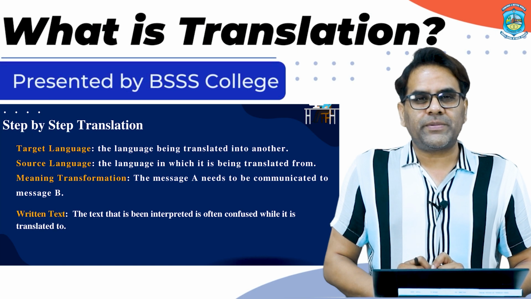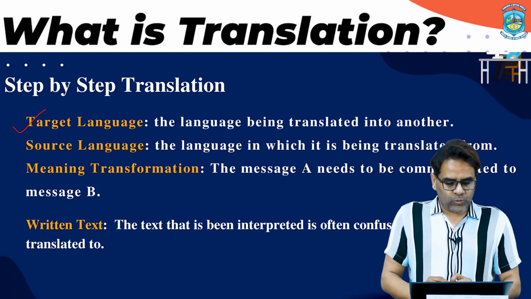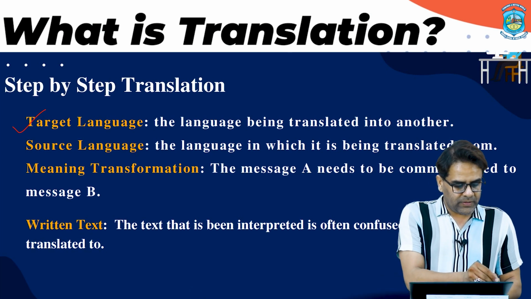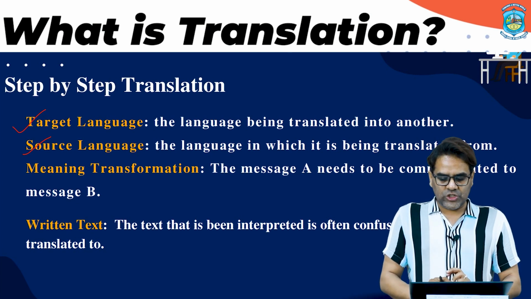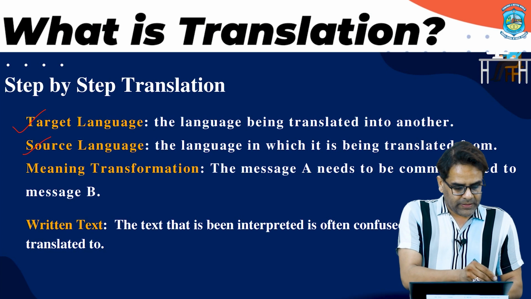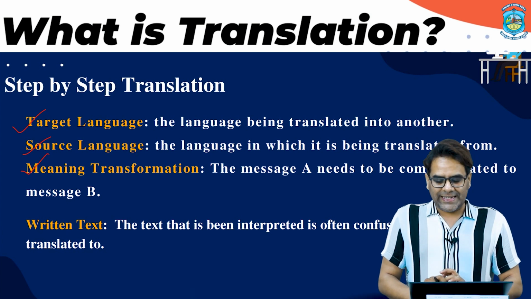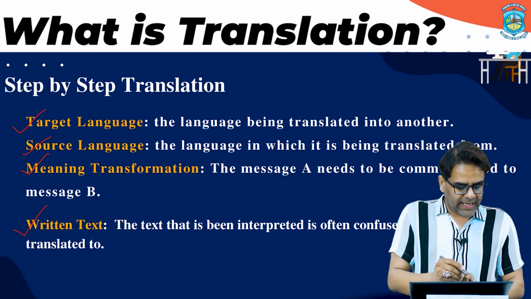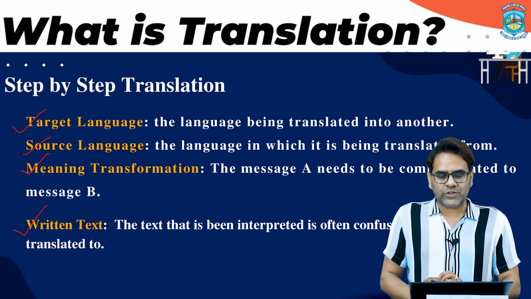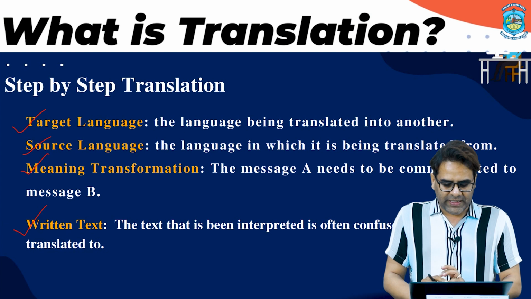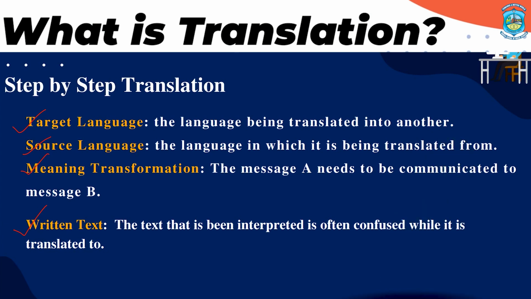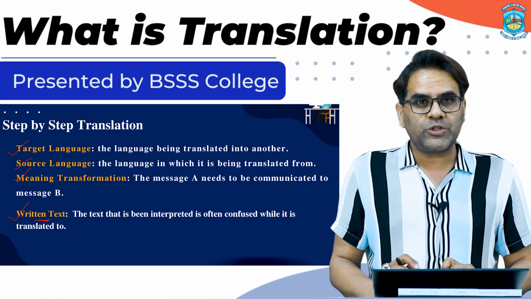Now, the step-by-step procedure to understand translation. First is the target language, which is the language being translated into. Then the source language, the language from which it is being translated. Then comes meaning transformation, where message A needs to be communicated as message B. And lastly, the written form of the text. In this form, the text that has been interpreted is often confused while it is translated. So this fourth part is a bit tricky kind of text translation. Let's push along to another slide.